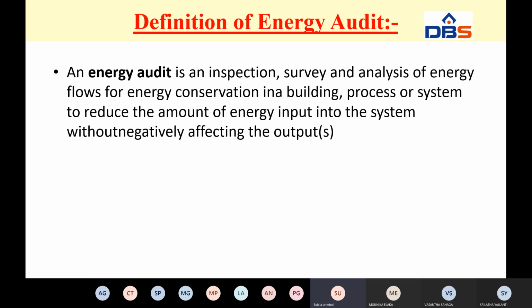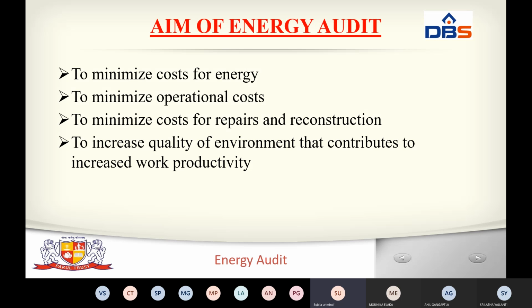Before going to the audits, generally the audit includes the following steps. Audits include the following sequential steps. What is the main aim of the audit? It is to minimize the cost of energy, to minimize the operational cost, to minimize the cost for repairs and reconstruction, and to increase the quality of the environment, which contributes to increased work productivity.